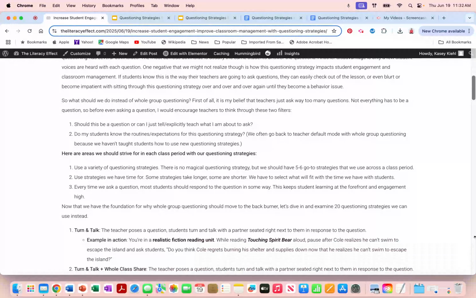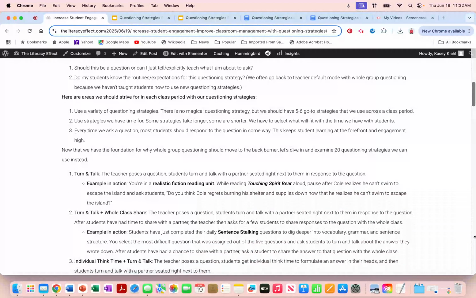The reason we use that teacher default mode of whole group question and answer is because students know and understand how that works. So please keep in mind that as you try to use different questioning strategies in your classroom, it's important to go over what the expectations are for those questioning strategies. A great goal would be to use 5 to 6 strategies across a given class period. Also, we would have the goal of every time we ask a question, we would want most students to be engaged in answering the question in some way.